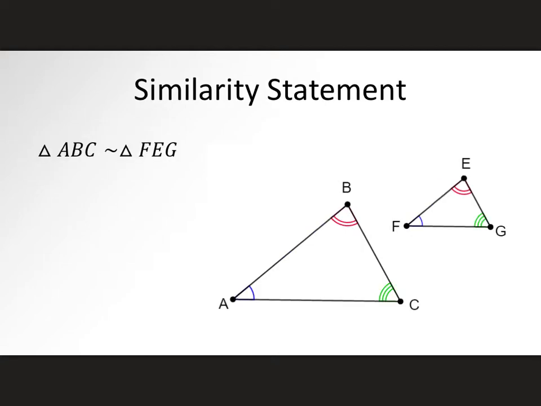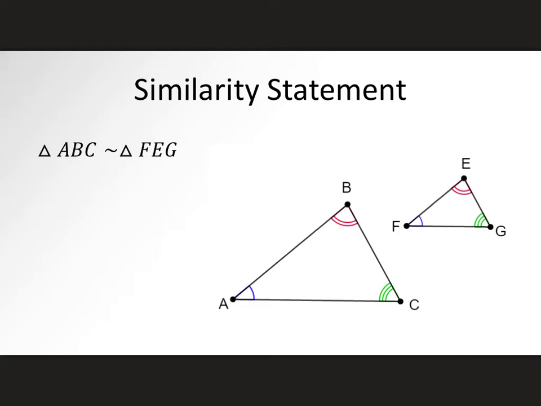Here we have the similarity statement, triangle ABC is similar to triangle FEG. And there's a lot of information packed into that simple statement. Triangle ABC refers to the triangle with vertices A, B, and C in it. And triangle FEG is referencing the triangle with the vertices F, E, and G.